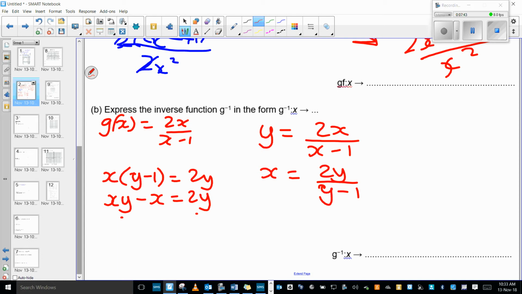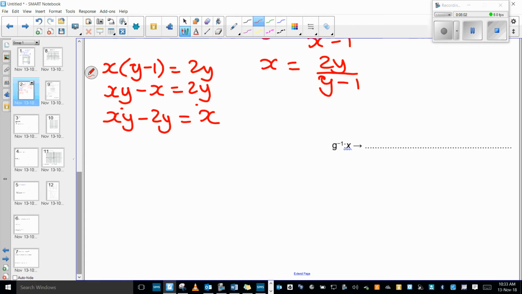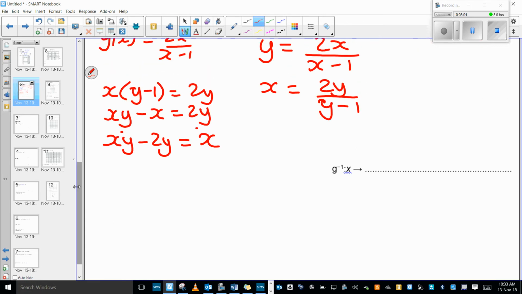In a moment they're on different sides of the equal sign. So I'm going to subtract 2y from both sides, and I'm going to add x to both sides at the same time. Are you all happy with that? Okay, so I've just rearranged this, so I've collected my y's to be on the same side, and I moved my x, my isolated x, to be on the other side of the equal sign.